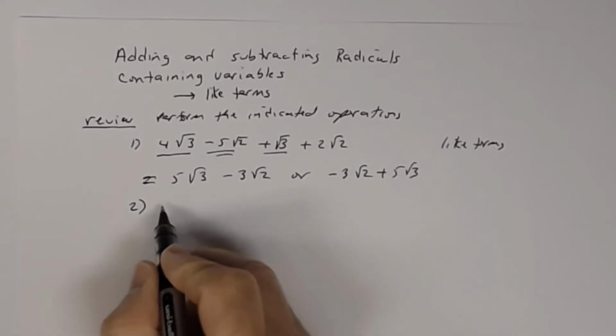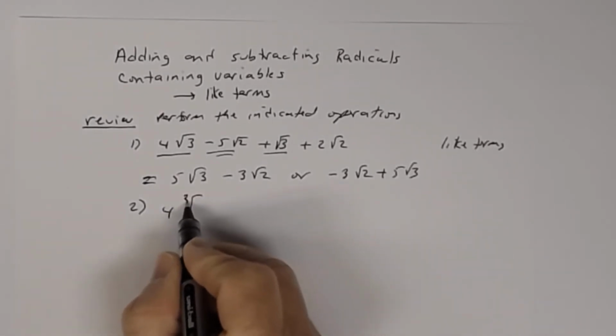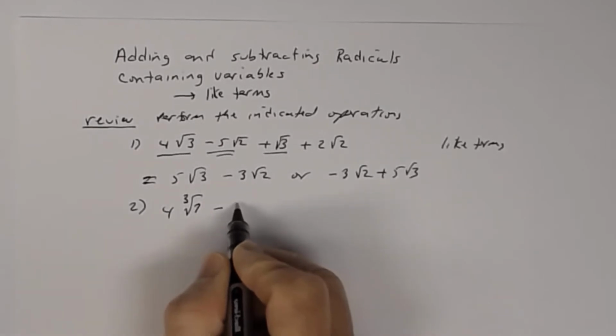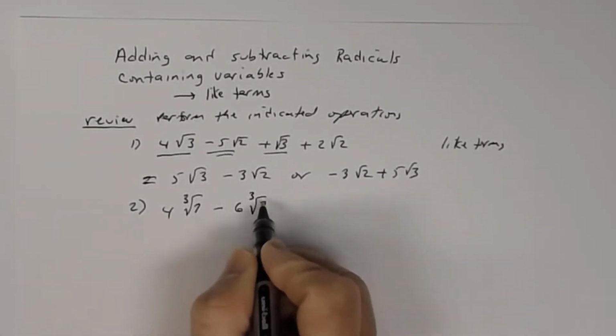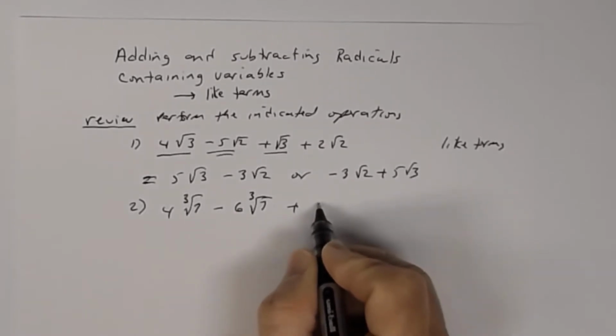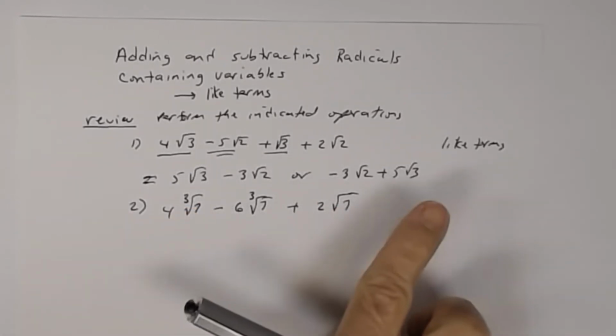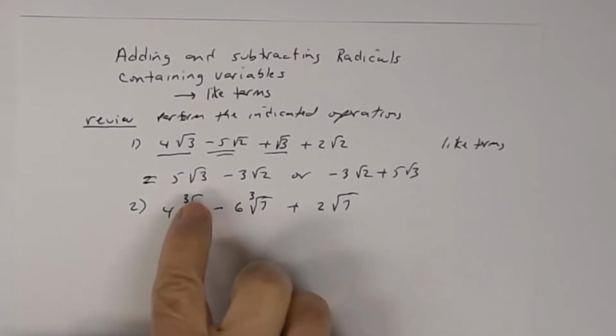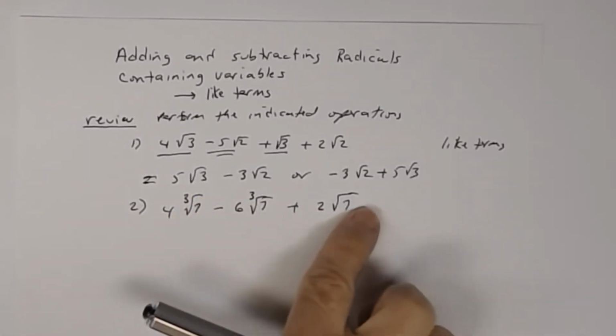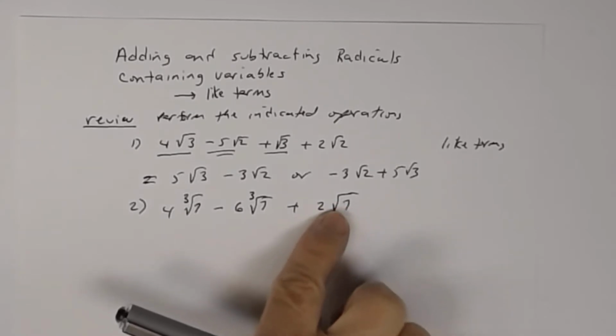Now, if you look at number 2, let's say we had 4 cube root of 7 minus 6 cube root of 7 plus 2 square root of 7. All right, so I'm going to see if you remember something from a previous lesson. Notice you have cube roots and square roots. That means that, remember, like terms have to have the same index. So this is cube root, this is cube root, this is square root, and that's the only square root I have. So I cannot combine this with any other like term. So this will be by itself.